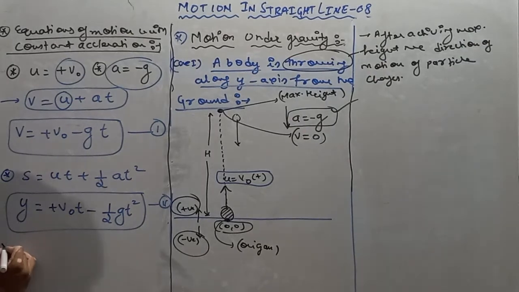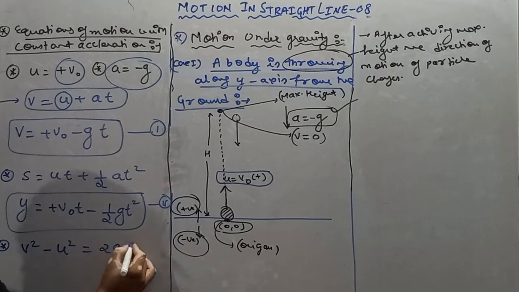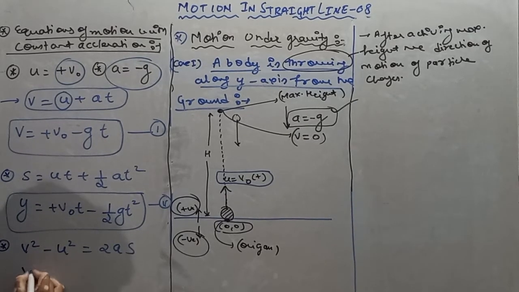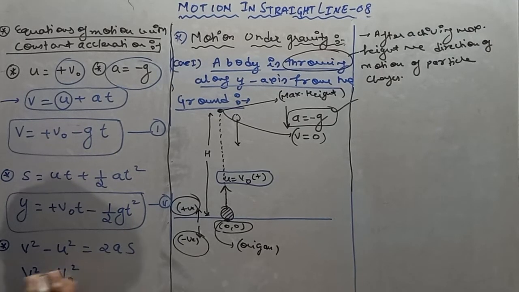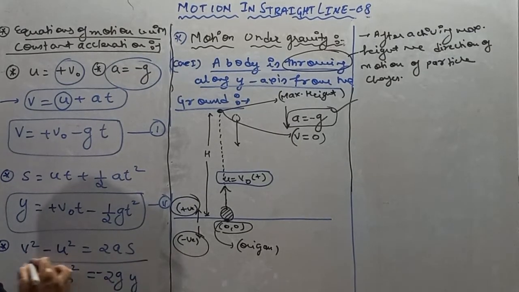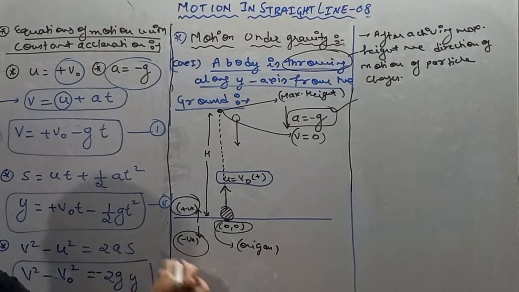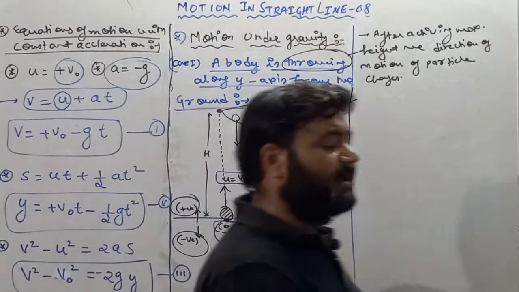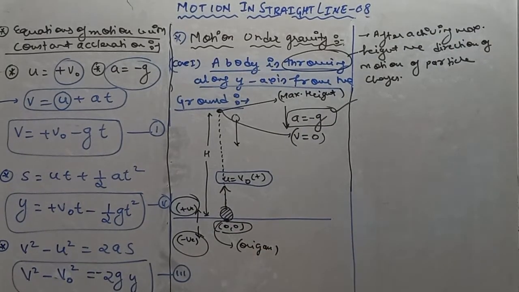Now moving forward, the third equation of motion, my dear student, is v square minus u square is equal to 2as. So v is your final velocity, u is your initial velocity, which we'll write as v naught. So v square minus v naught square is equal to 2, instead of a I'll write minus g, and instead of s, I'll write y. This is our third equation of motion with constant acceleration if the particle is thrown from the ground and is moving along the y-axis. I hope you all understand the equations of motion that I wrote.